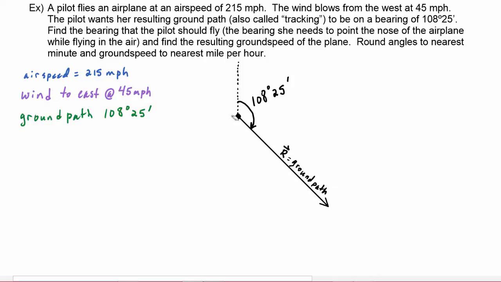Now we know that the pilot is experiencing wind. Since it's from the west, it's going to the east at 45 miles an hour. 45 miles an hour compared to the speed of the plane is much less, so when we draw our vector, we will draw a smaller vector. So maybe that's the wind going 45 miles per hour.